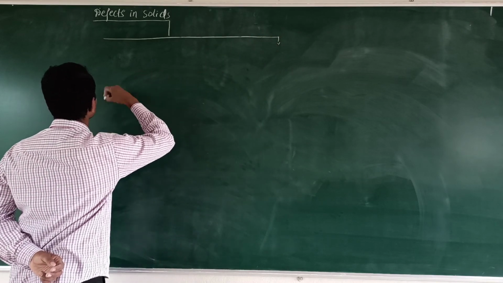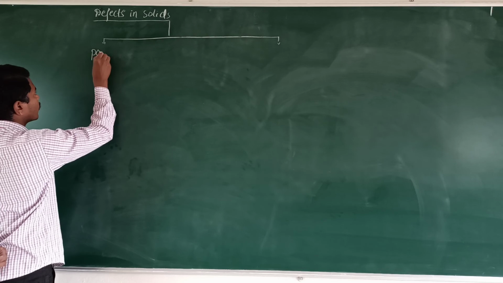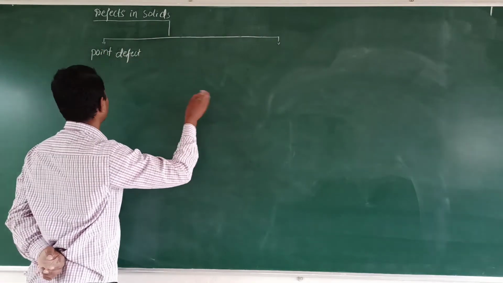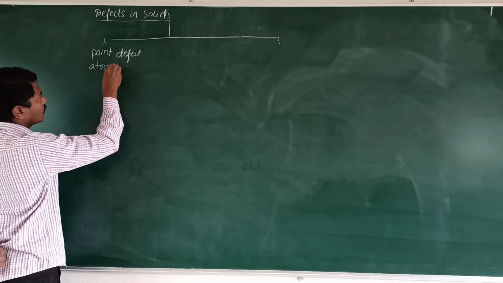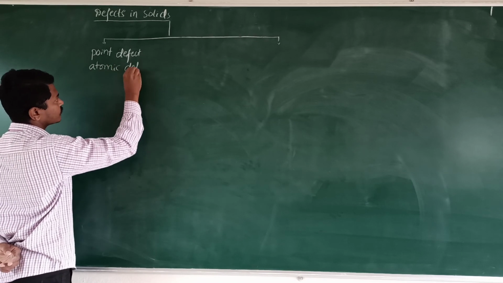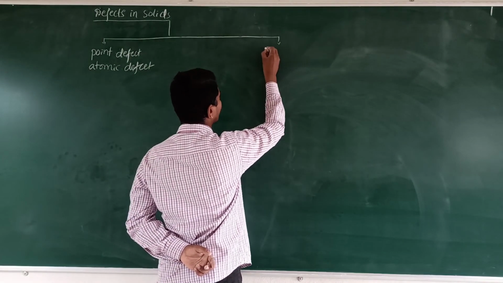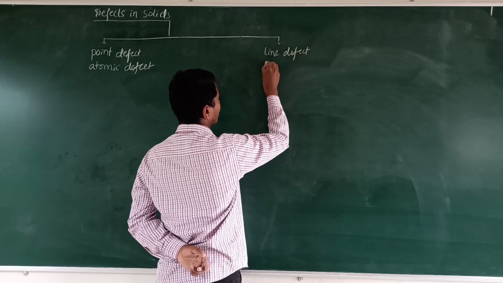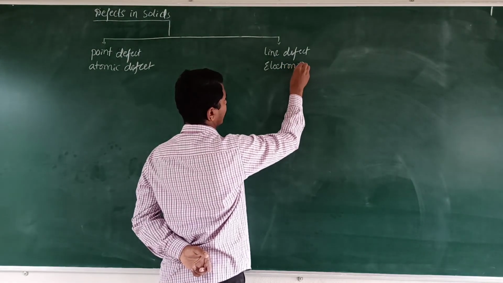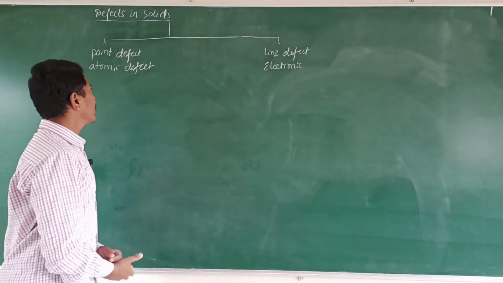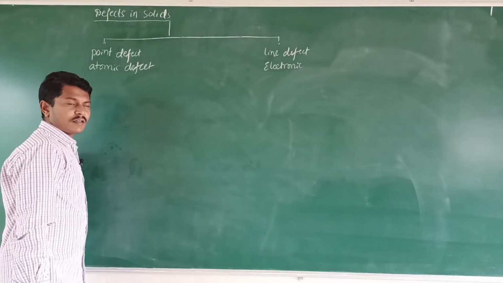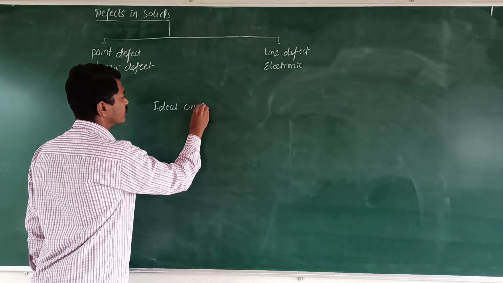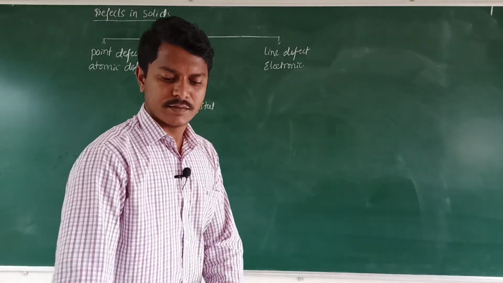Defects are classified into 2, that is point defect and line defect, or atomic defect and electronic defect, isn't it? Okay. We take an example of an ideal crystal. In an ideal crystal, what happens?